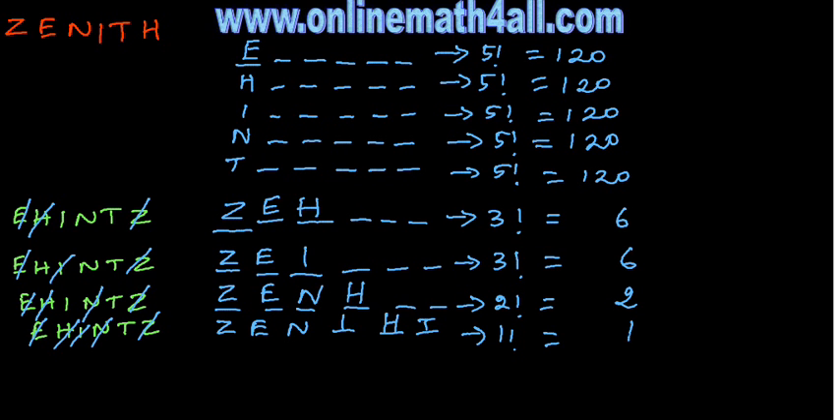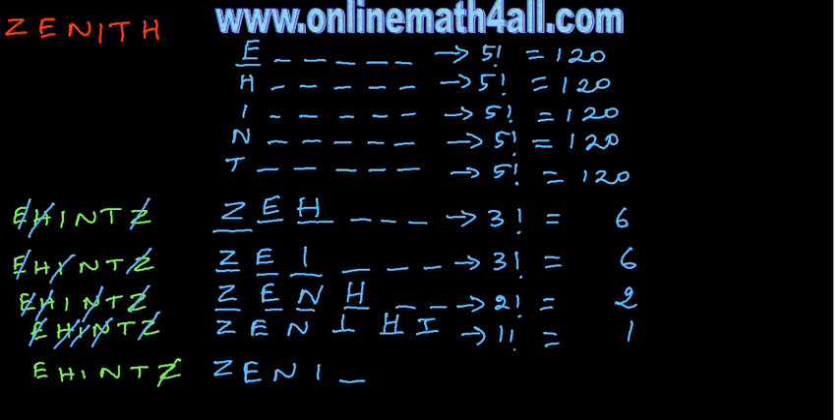Okay students, now I am going to write ZENI. I write the first four letters ZENI. The order of the first four letters here and the order of the first four letters in the given word are both the same. Since the orders are the same, I should not do any calculation. I have to move to the next place, that is the fifth place. Now the fifth place, EHINTZ.